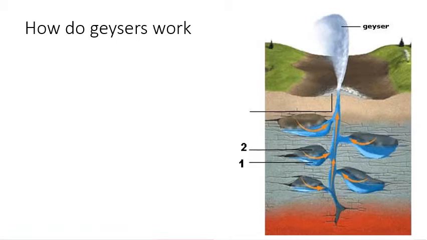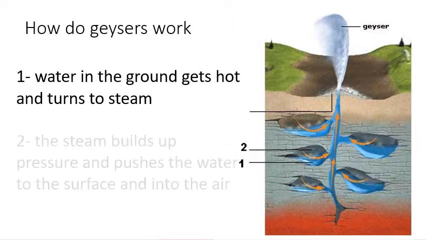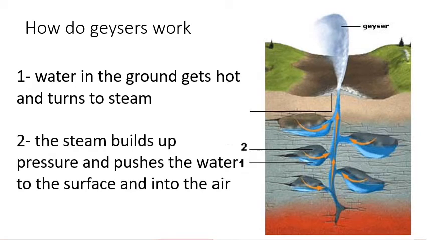So how do geysers work? Basically, water in the ground gets hot and it turns to steam. The steam builds up pressure and then pushes the water to the surface with such force that it gets shot into the air. This is the process by which geysers work.